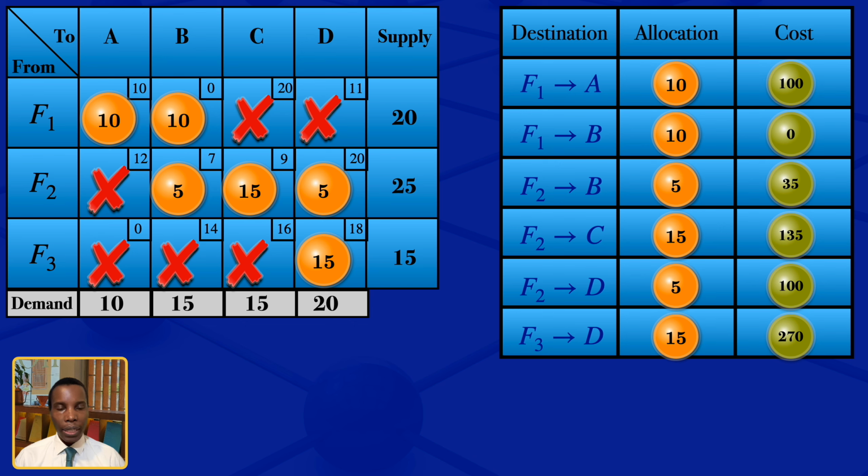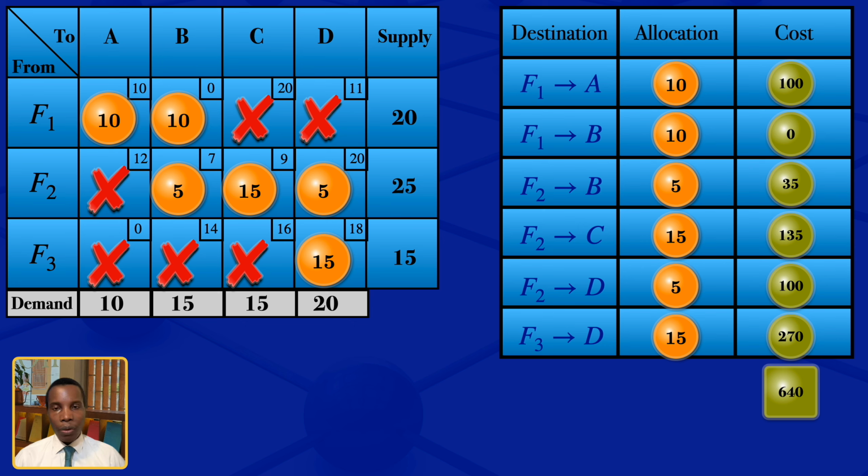Then we go on and add the cost that we've just obtained, and then we get that the total cost there is 640. So the initial basic feasible solution using the northwest corner method is giving a total cost of 640.